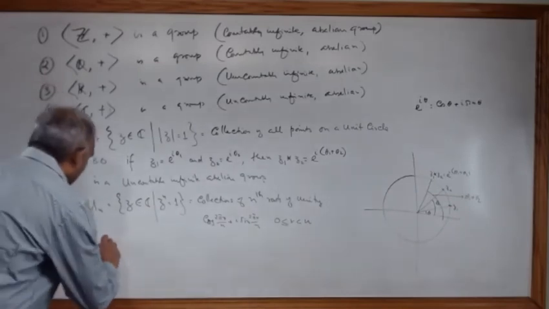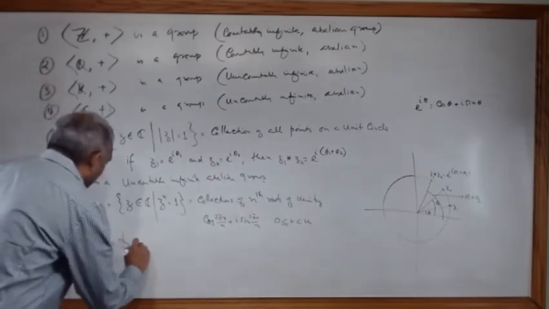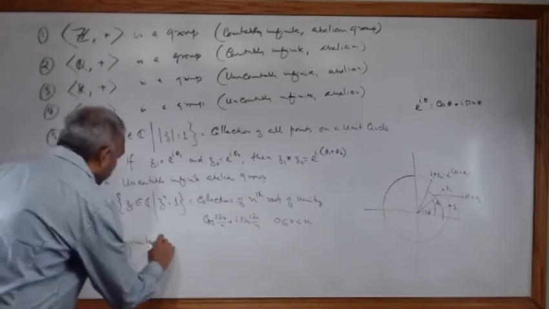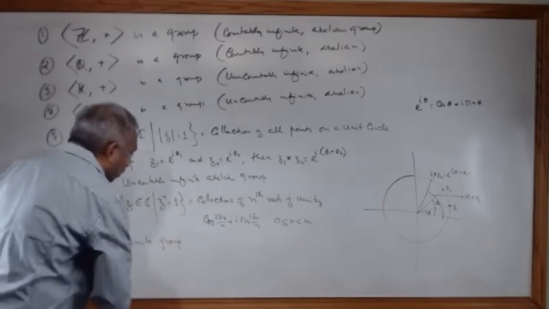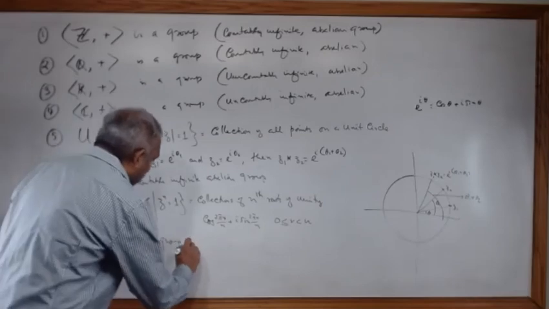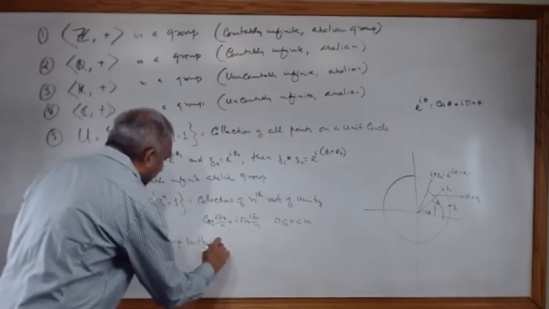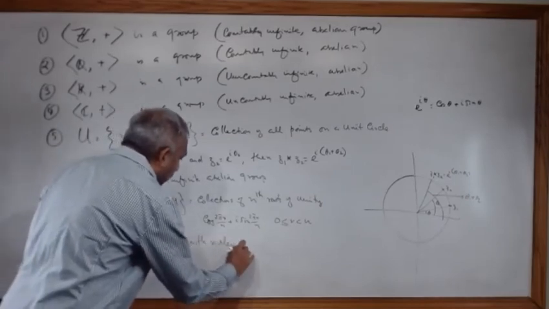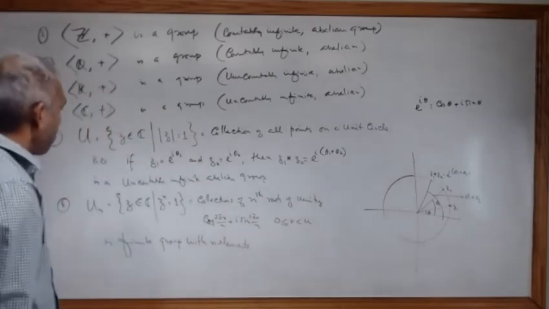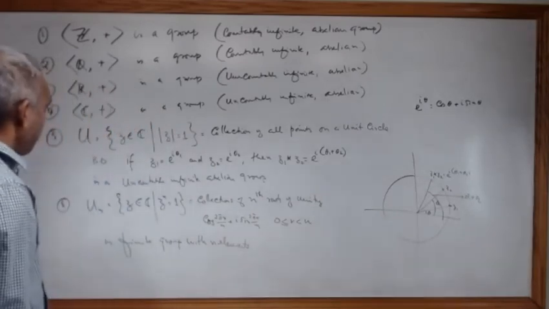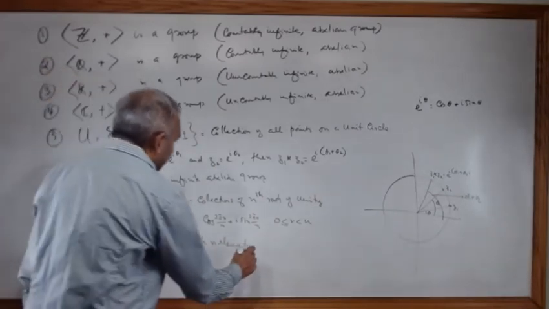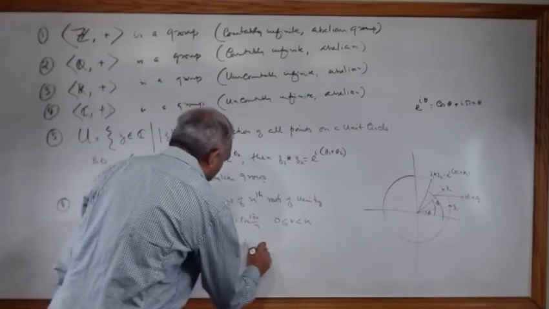So this is a finite group with n elements and it is actually abelian.